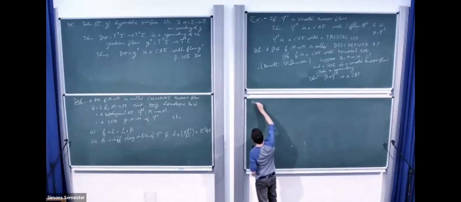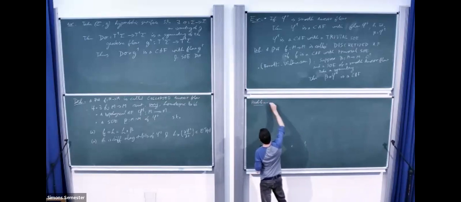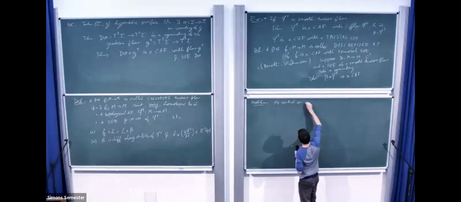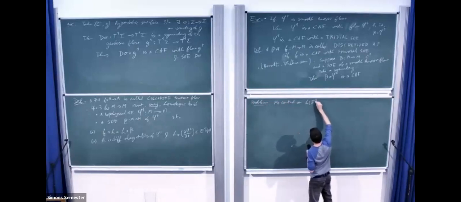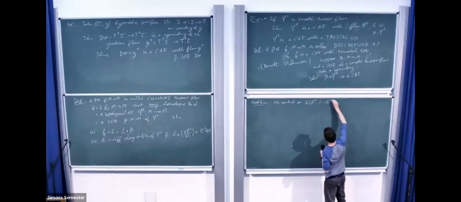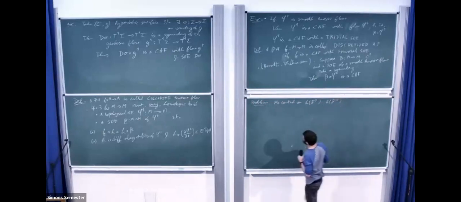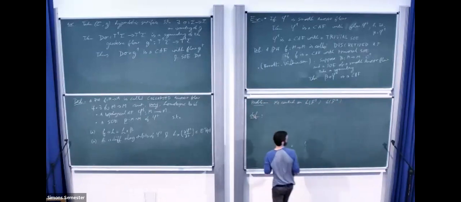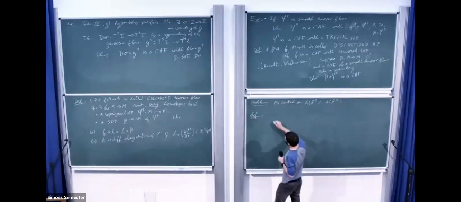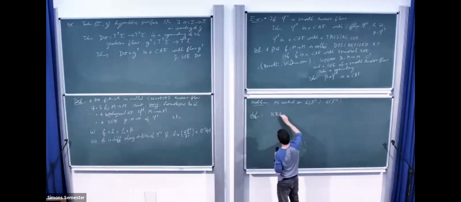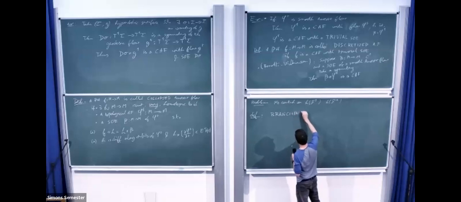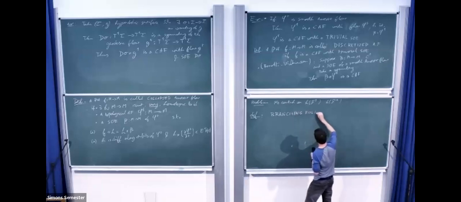So the problem is no control on H of Fs or H of M. So how to fix that? I need another definition, and I'll stop here with the definitions. So branching foliations.